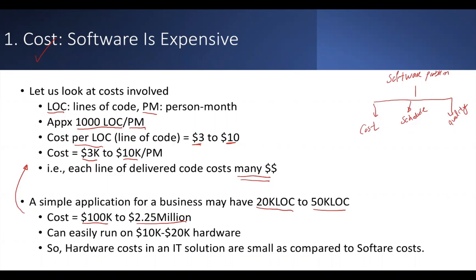So building software that will cost from $100,000 to millions of dollars would typically be running on hardware that would cost any number between $10,000 to $20,000. That means hardware cost in any IoT solution in software development is way smaller as compared to software costs. So software is really expensive.